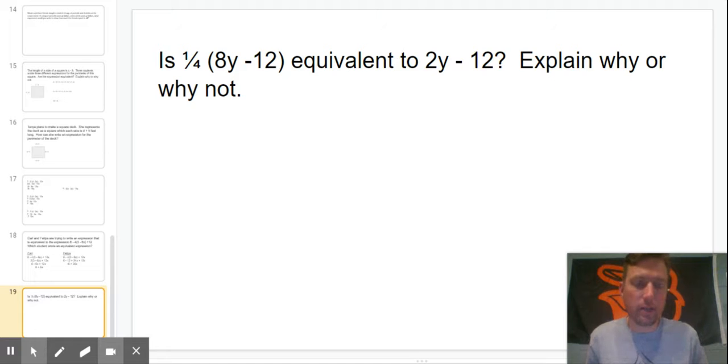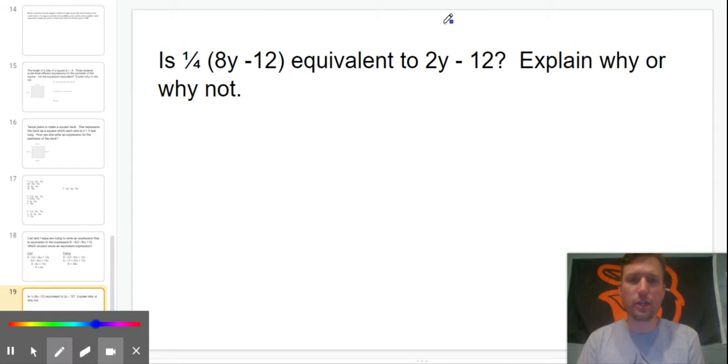We're continuing to explore equivalent expressions. In this problem, it's similar to a couple that you had yesterday to solve, where we are given two expressions and we need to determine whether or not they are equivalent or equal. Now, in order to do that, we want to simplify them.